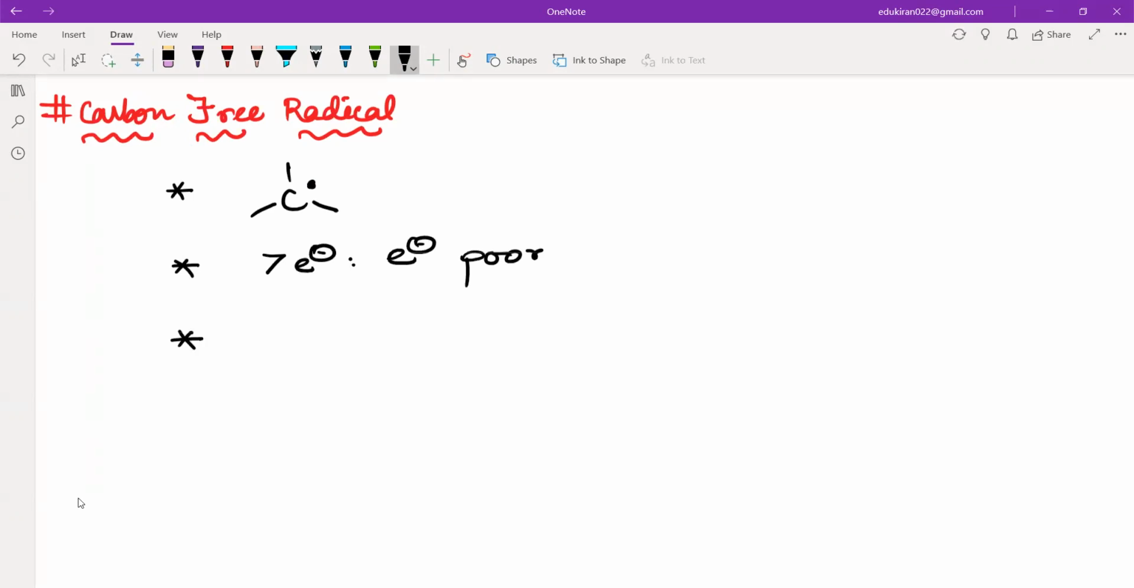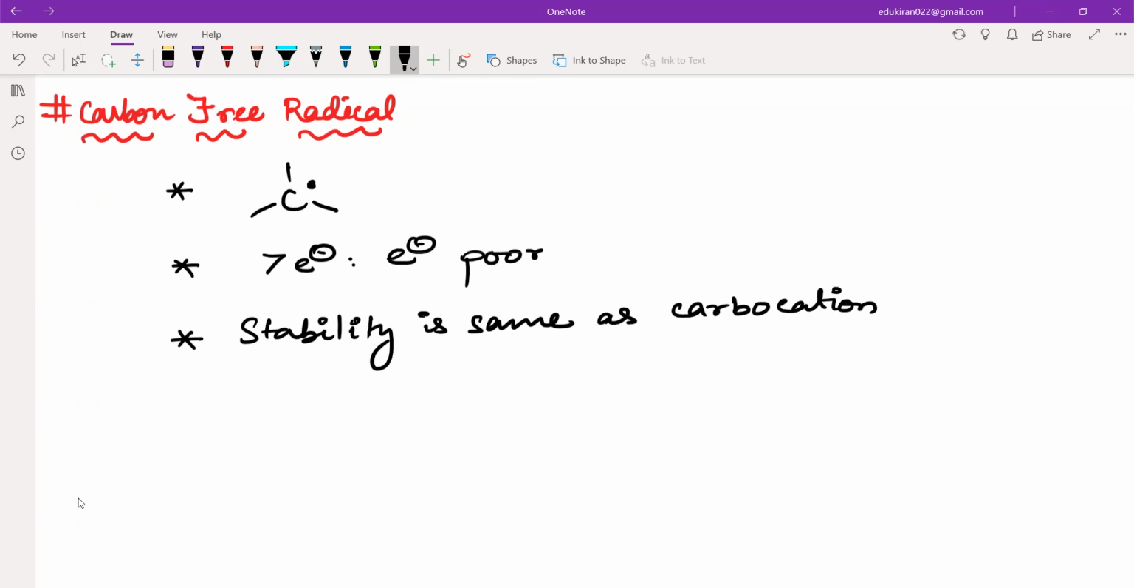Next thing is that the stability is the same as carbocation. What does that mean? The effect of groups in carbocation and carbon free radical is the same. The things that make carbocation stable are going to make carbon free radical stable. The things which destabilize carbon free radical are also the same ones which destabilize the carbocation. So the stability is the same.